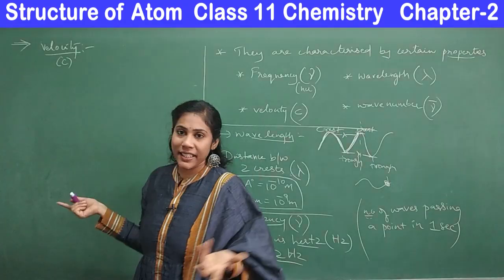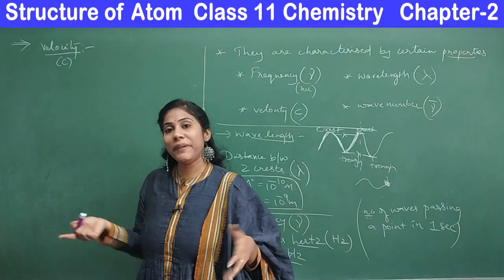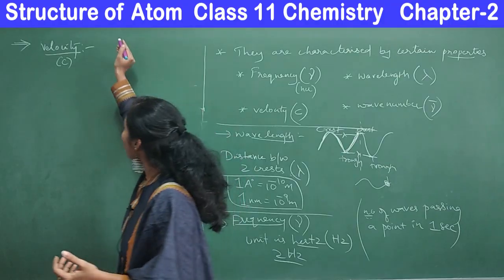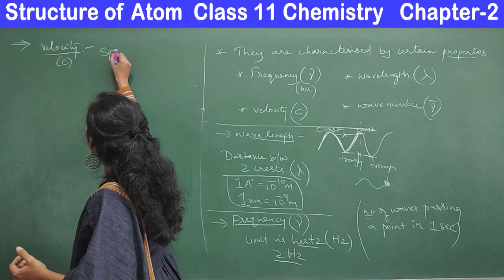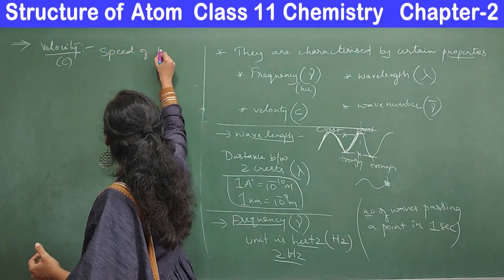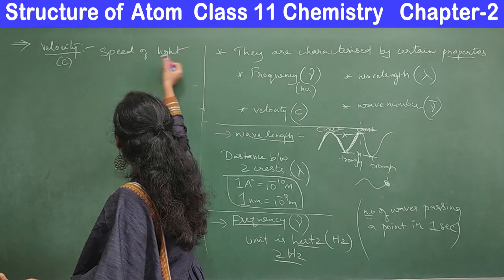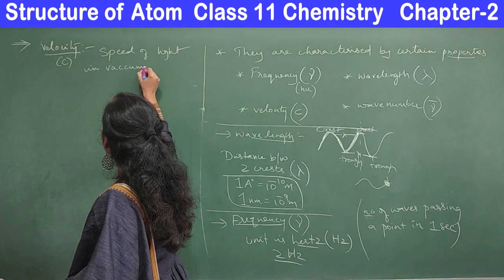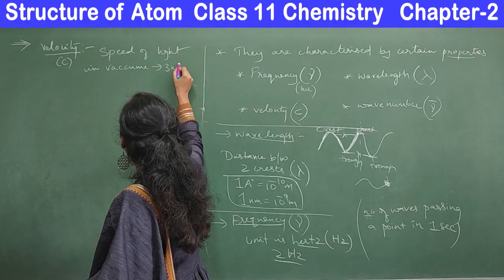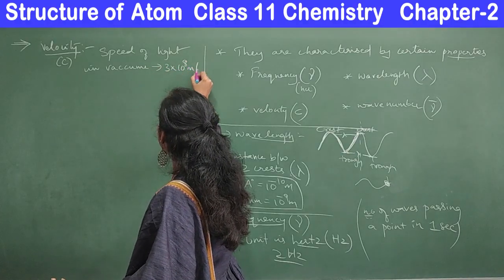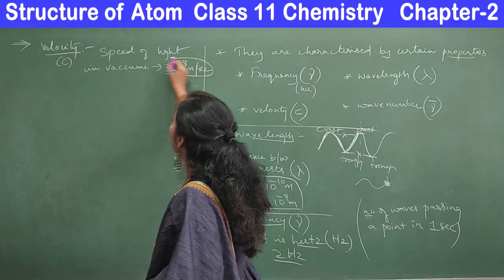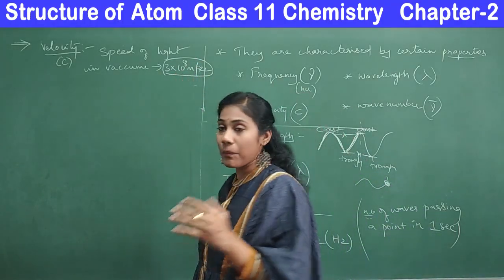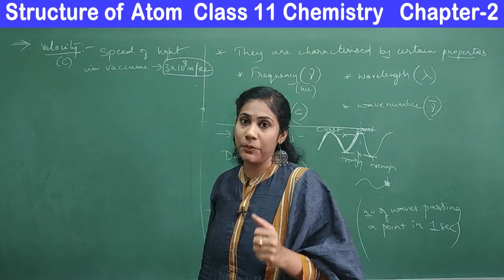See, velocity is nothing but the speed, right? Speed of light in vacuum is always a constant value. You have to remember that. I am talking about the speed of light. Light is a form of electromagnetic radiation, so the speed of light in vacuum is around 3 into 10 power 8 meter per second. This value you have to remember, right? It's very, very important to calculate some numericals.